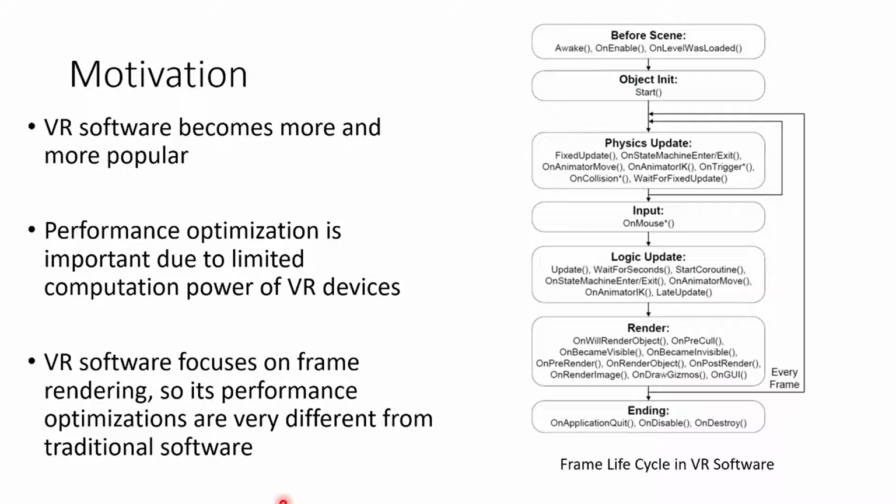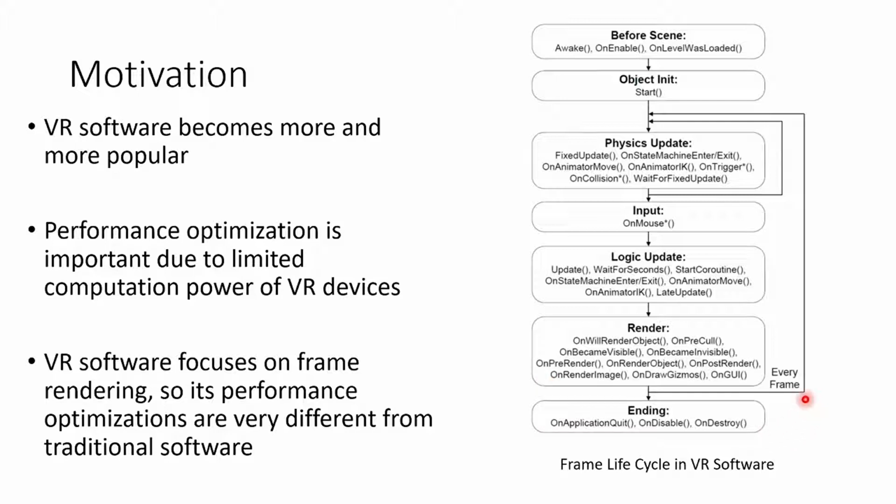On the right-hand side, we can see the frame lifecycle of a virtual reality software. Usually, before a thing is initialized, a sequence of methods such as wake are invoked, and after that, for each frame, a long sequence of methods are going to be invoked, from the physical update to the input, which handles user interactions, to the logic update, which handles the data stored on the VR objects, and at the end, the rendering, which shows all the virtual reality objects.